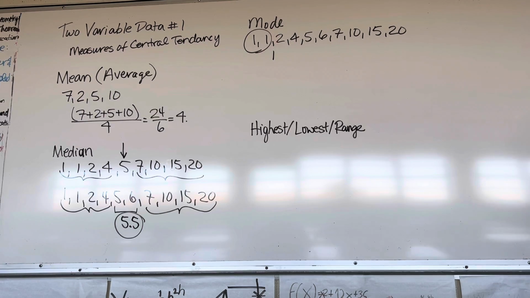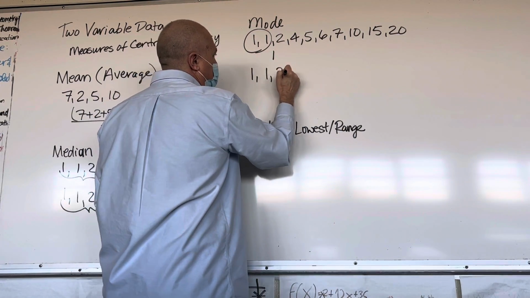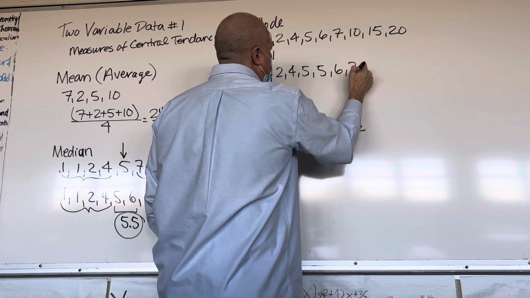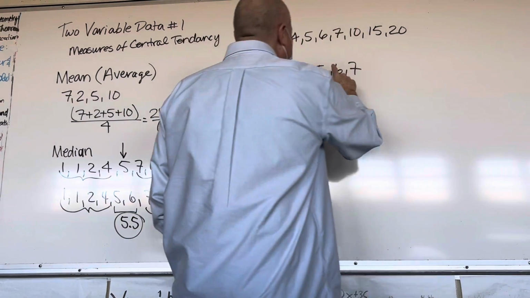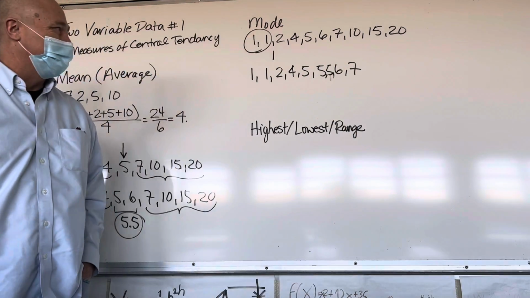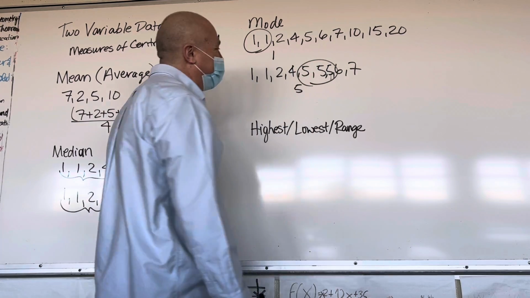Let's do one more. Okay, read the next one. 1, 1, 2, 4, 5, 5, 5, 6, 7. One more 5. Look, I really went out of my way to make that clear, didn't I? That the 5 is the most repeating number, right? So the mode for this one is 5, right?